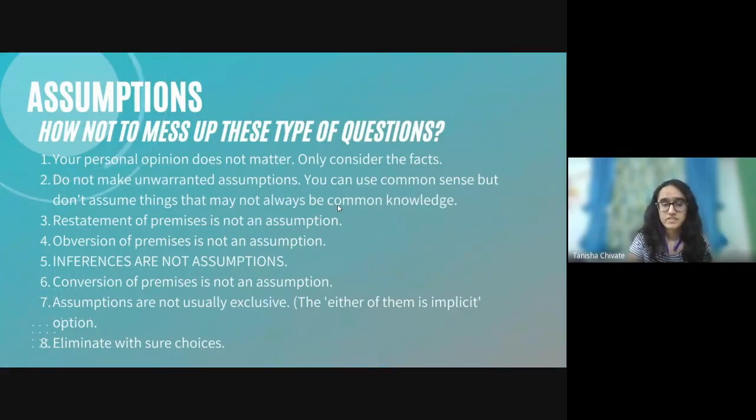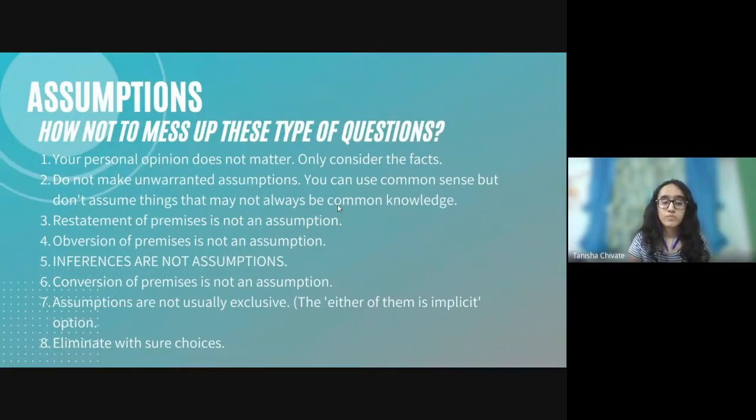That's not common sense. Third, restatement of premises is not an assumption. Just because I rephrase what I was given in the passage, that is not an assumption. You are just rephrasing it. Again, understand this: a lot of options which CLAT gives, the way they try to trap aspirants is by stating the premises again. So don't fall for it.